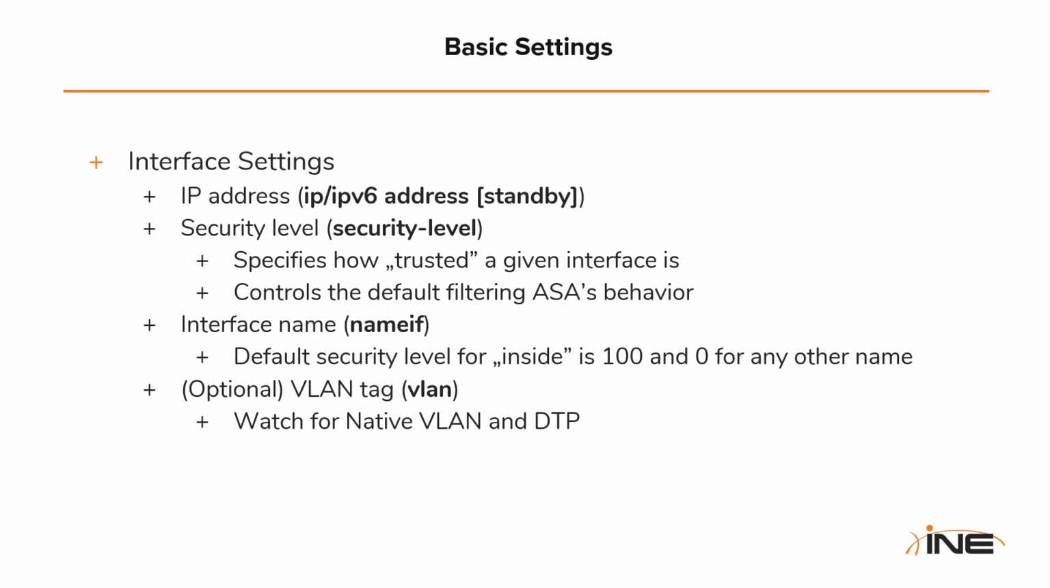VLAN tag is optional. It's an equivalent of the encapsulation dot1q command on IOS, where you specify a VLAN number. It's the same purpose here. It's just to tell what's the VLAN number you want to assign for the sub-interface.